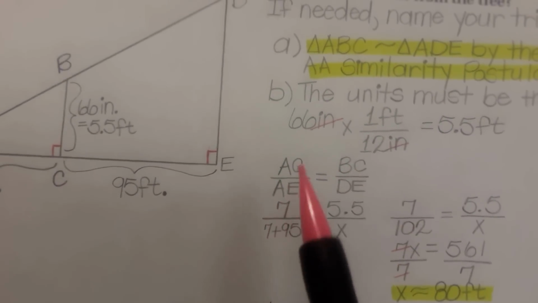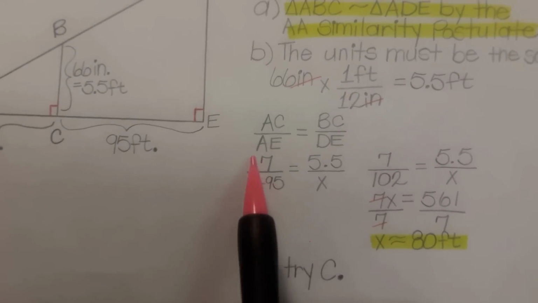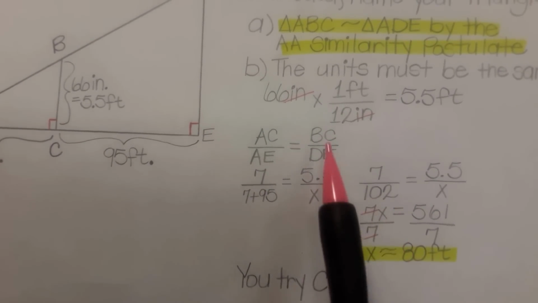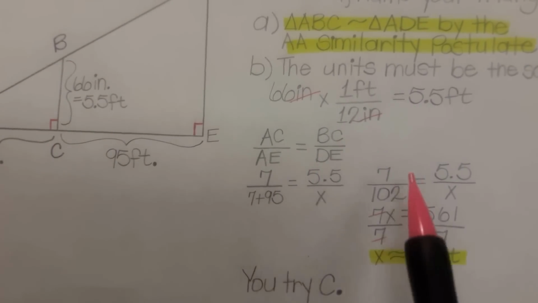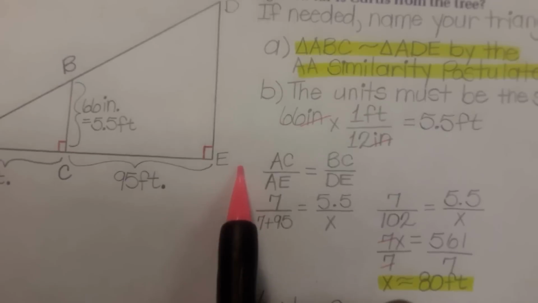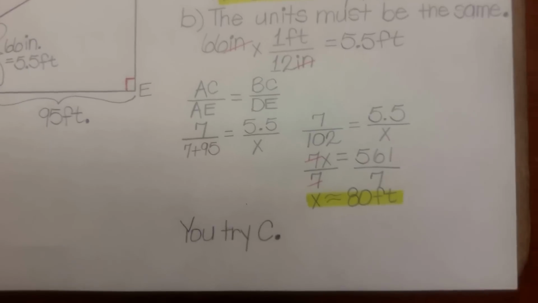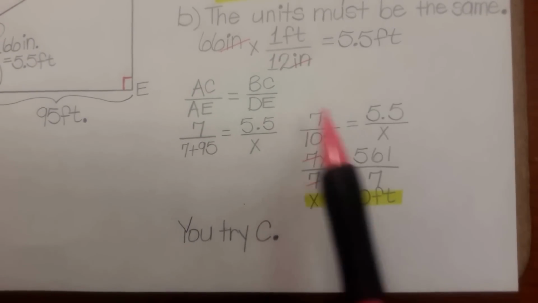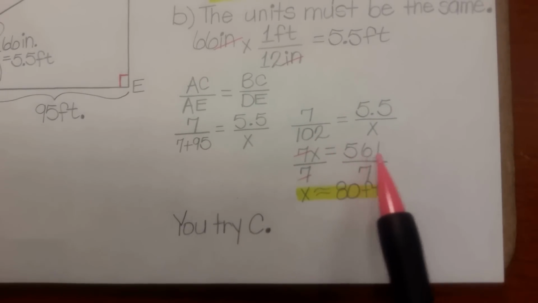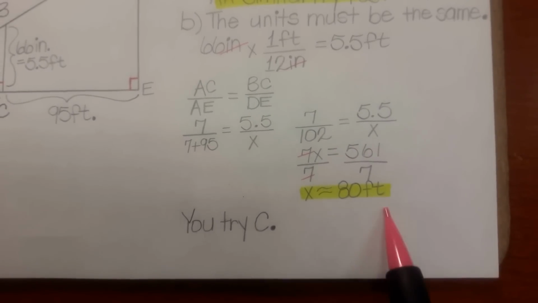Plug in your values. AC is 7. AE is 7 plus 95, which is 102. BC is 5.5 feet. I don't know DE, which is the height of the tree, so I put an X there. Cross multiply. 7 times X is 7X. 5.5 times 102 is 561. Divide both sides by 7. So X is 80 feet.